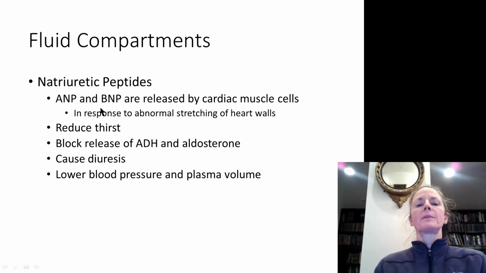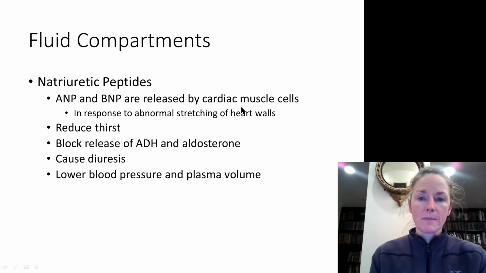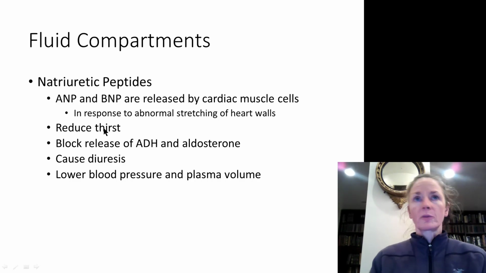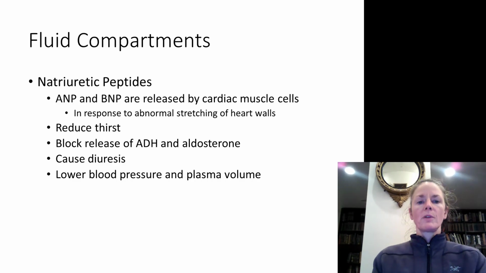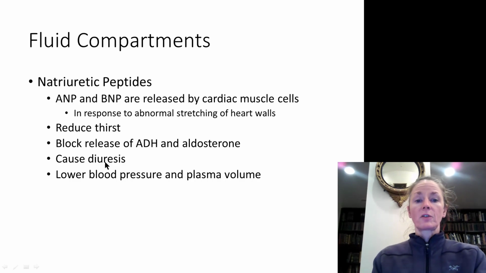All right, natriuretic peptides have the opposite effect. As we said, these are released by the myocardium in the atria and the ventricles. So these will reduce thirst because we don't want any more plasma volume than we've already got. It will also block the release of antidiuretic hormone and aldosterone, and it causes diuresis.